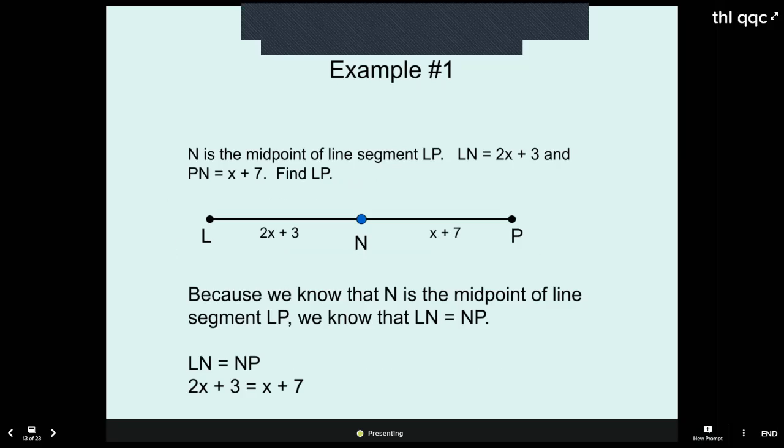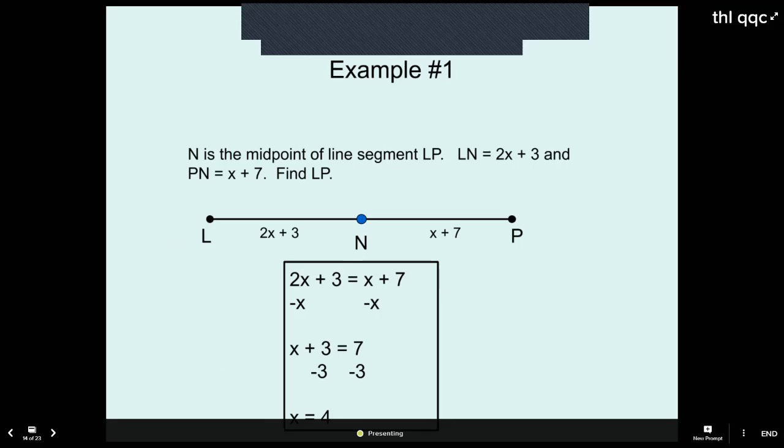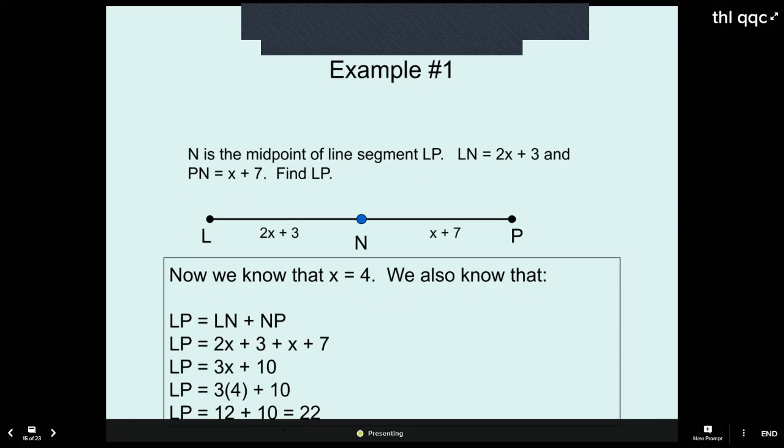So we can set up our equation. 2x plus 3 equals x plus 7. Right? And then we do our math. So 2x plus 3 equals x plus 7. Subtract the x: x plus 3 equals 7. Subtract the 3, and now you can find that x equals 4. And now that we know that x equals 4, we could figure out by plugging stuff in what these different pieces are, including LP.